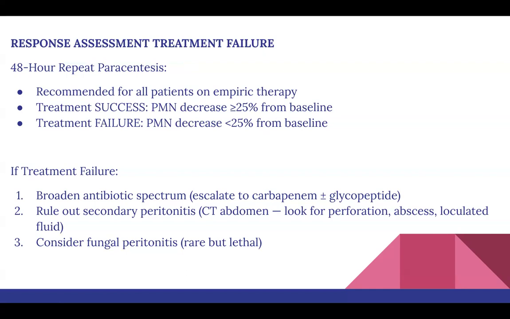You could rule out secondary peritonitis. So secondary peritonitis is when the infection came from an abdominal source. With SBP, it has to be without an abdominal source. So the CT scan would look to rule out secondary peritonitis, looking for perforations, abscess, loculated fluid. Could be diverticulitis, could be appendicitis. And if that is the case for that patient, then it's likely not SBP. And then three, you could consider fungal peritonitis as well.